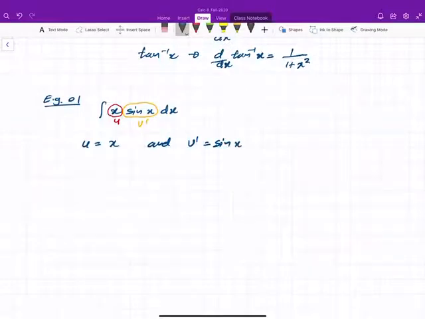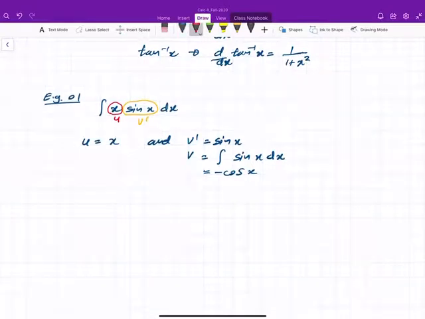Now you have v prime, but you have to find v. Now v should be the integration of sine x dx. V prime is sine x, that means the derivative is sine x, and you have to get the function v. For that you just integrate that function. Integration of sine should be negative cosine x. Now you know u and v. This is u and that is v.